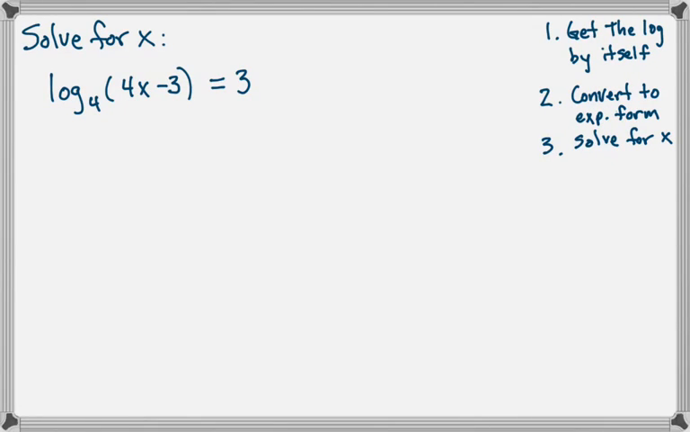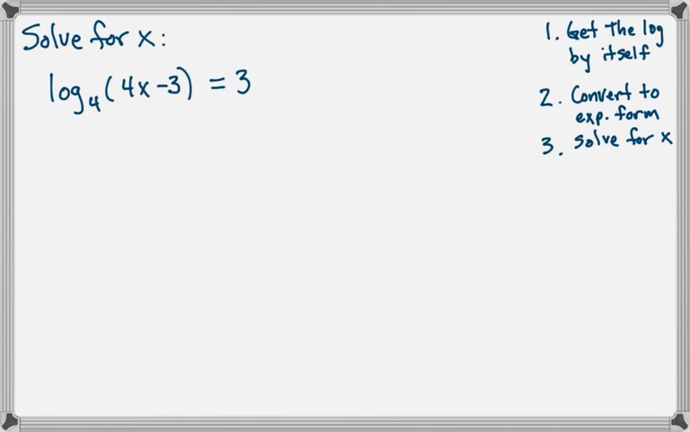So in this example, we're going to solve this logarithmic equation. We got a little bit more stuff on the inside of this log. We have 4x minus 3 inside that logarithm. We'll deal with that at the end. That'll come in step 3. So the first thing I always want to do is get the log by itself. Once again, no addition or subtraction on this one.